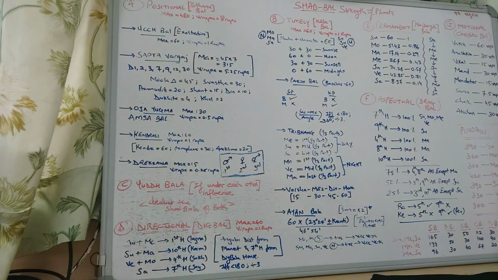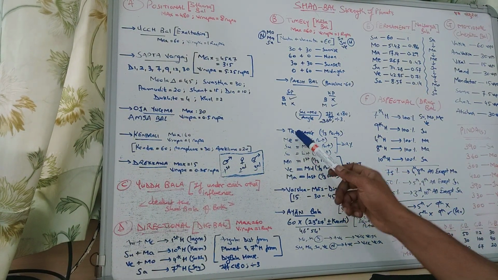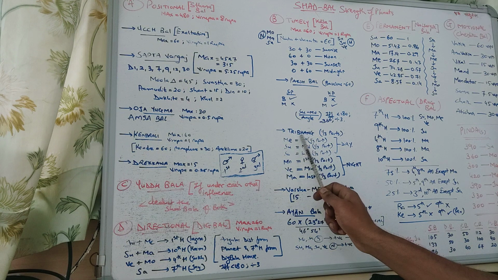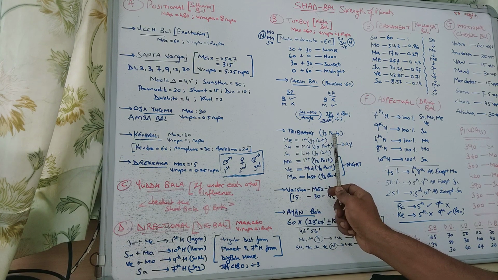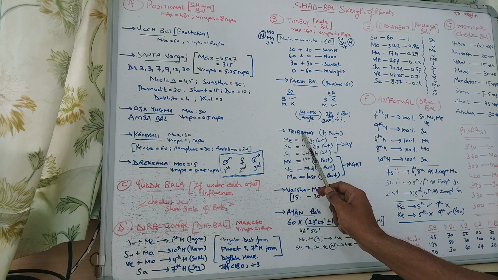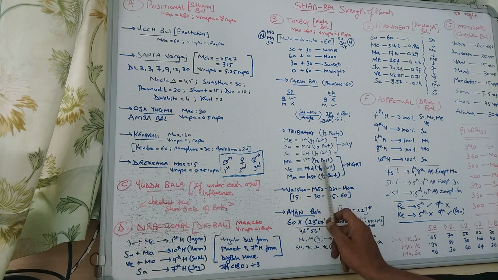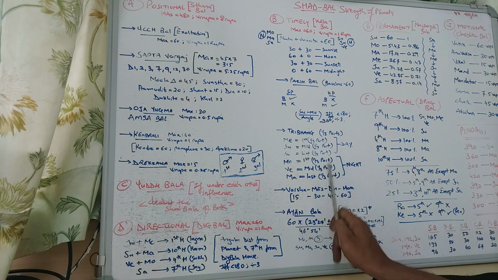Okay, now next is Tribhanga. Let's come to Tribhanga. Tribhanga, as the name suggests, means we cut into three parts. We cut the 24 hours into parts: we divide day into 3 parts and night into 3 parts.